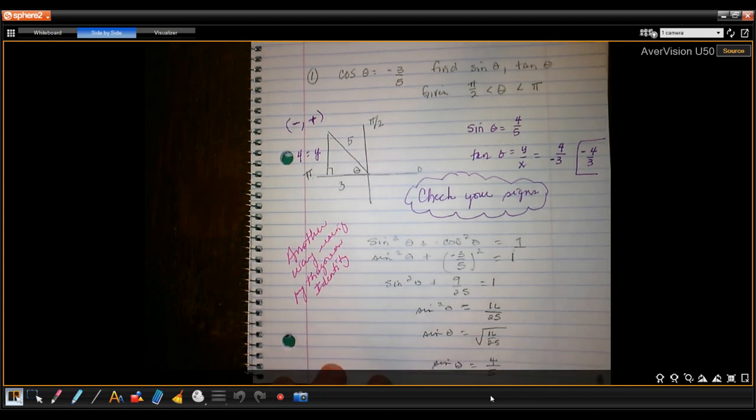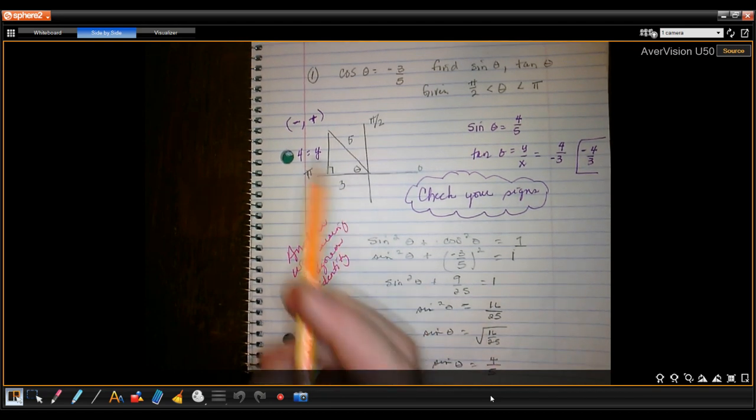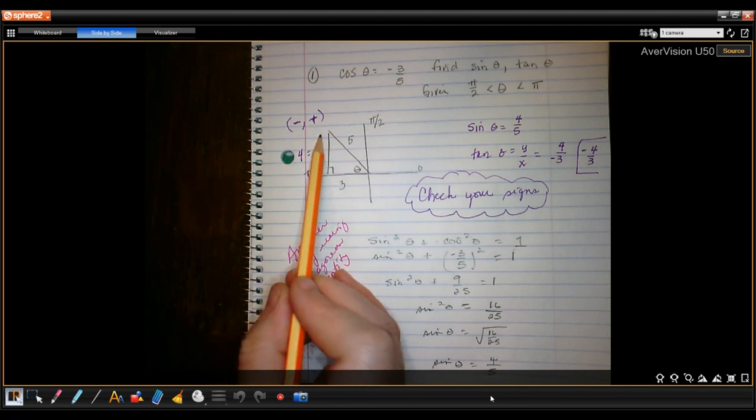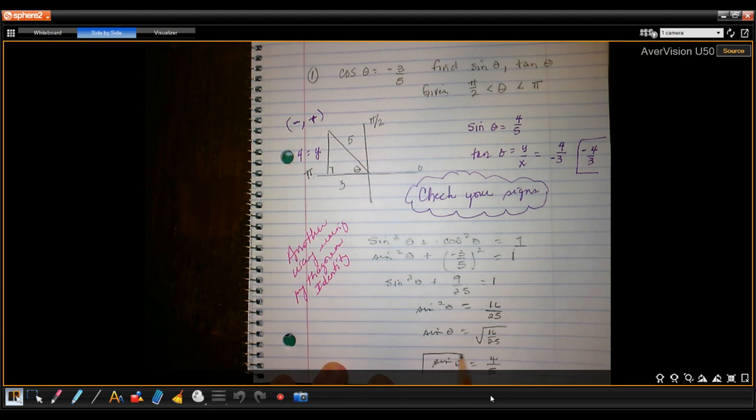But sine is going to be what? Sine is positive because it is y over 5. So positive is the right answer.